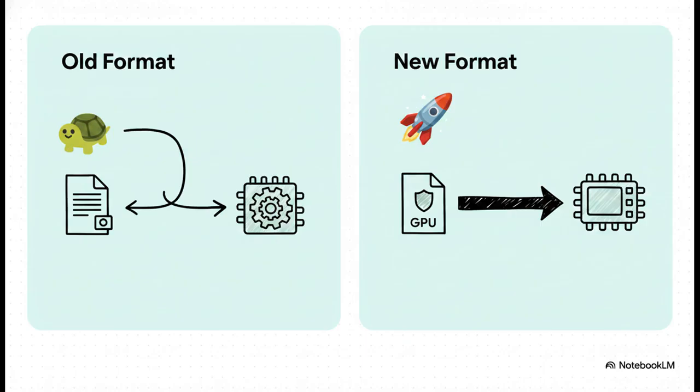But it's not just about size, it is absolutely about speed. Those old .pt or .bin files used a format called pickle, which is kind of slow and insecure. The new hotness is safetensors. The key term you need to remember here is zero-copy loading. It basically means the data can be loaded directly into GPU memory without any slow, clunky processing steps in between.